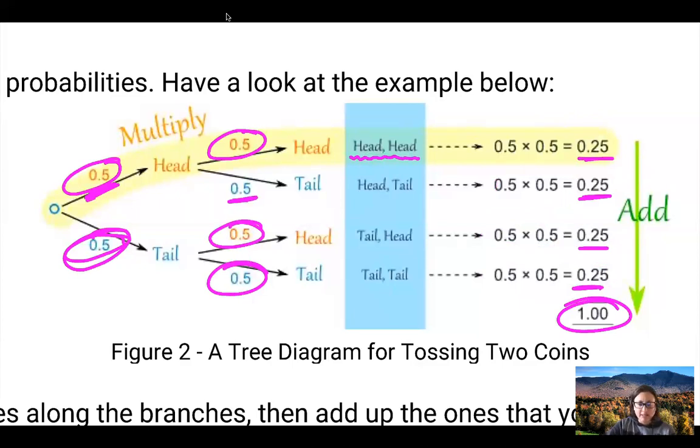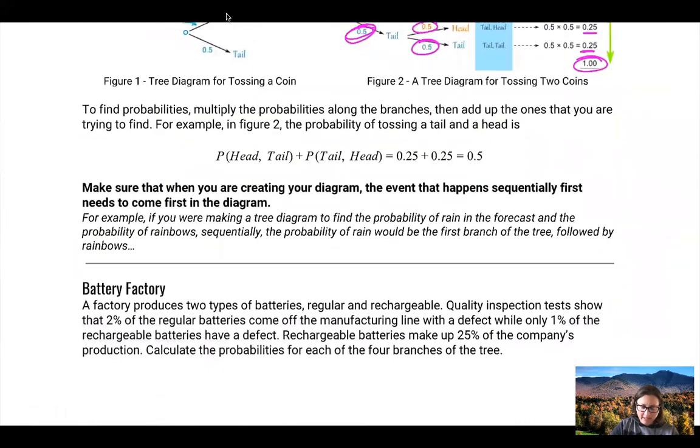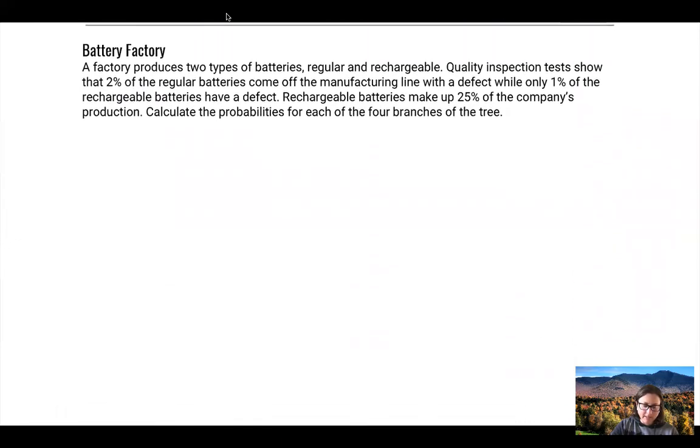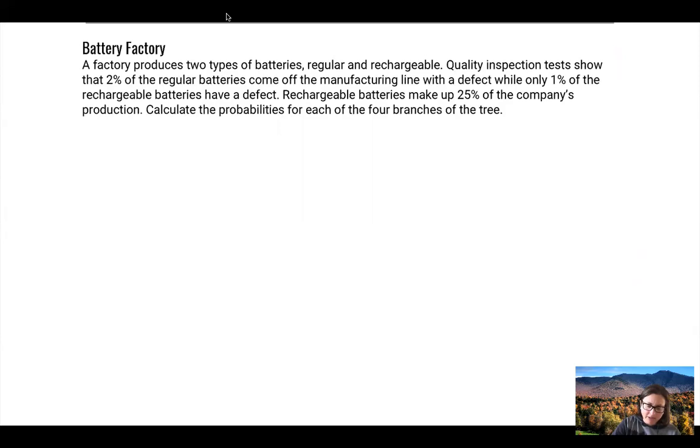Whenever you're multiplying these, please do not write them in terms of a percent. Please write them in terms of decimals. All right, so let's do an example to show you how you might try and solve this thing.